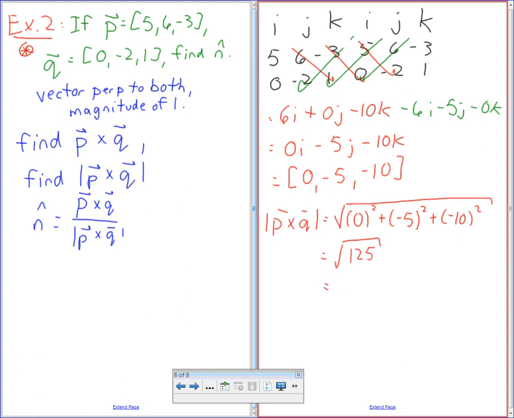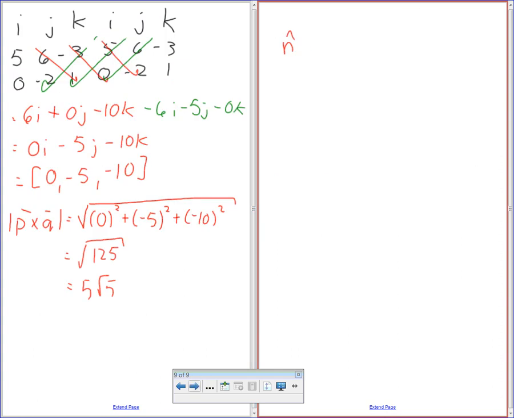Which I'll call that. Okay, so we're going to say n hat, then it's going to be 0, comma, negative 5, comma, negative 10, divided by 5 root 5. Which should equal 0, comma, negative 1 over root 5, comma, negative 2 over root 5.